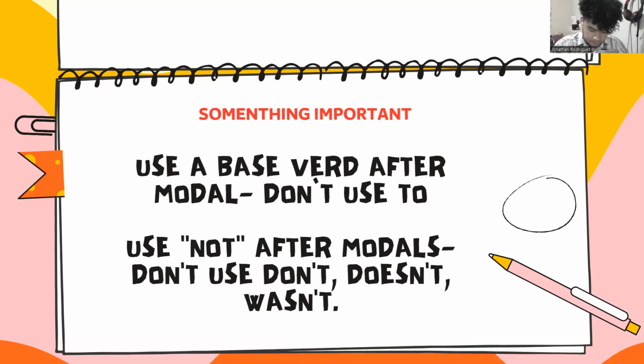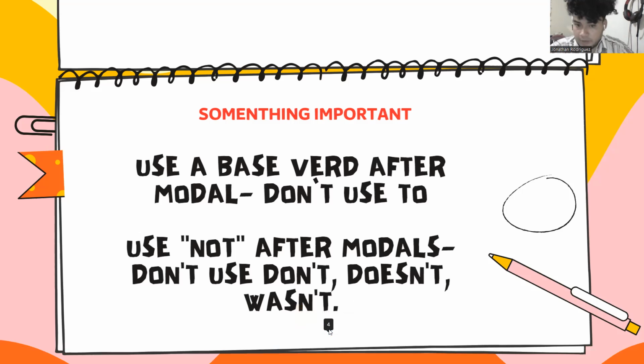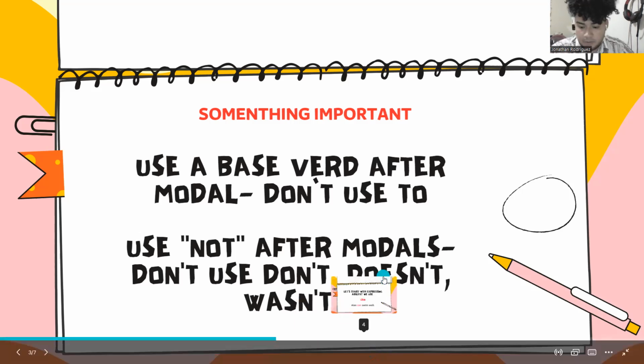For example, he could not drink water. This is the base form that we use when we are talking about negative ways. He could not drink water. So don't use he doesn't could drink water. This is wrong, right? Please pay attention to these things. Now we're going to move on.